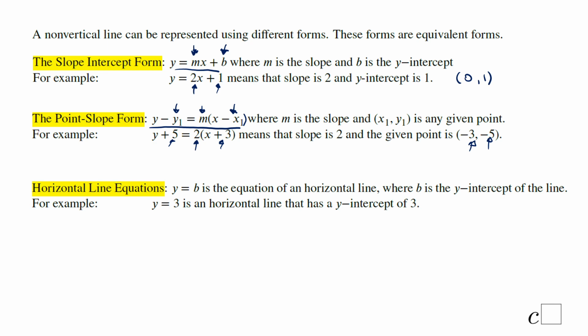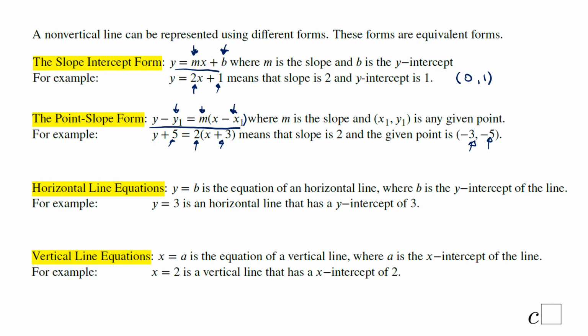Horizontal line equation. We can write the equation of a horizontal line as y equals b, where b is the y-intercept. You see here that y equals 3 is a horizontal line that has a y-intercept of 3. Now we also have something very similar for vertical lines. Very important, x equals a number. A, in this case, is the equation of a vertical line, where a is the x-intercept. We have an example here. x equals 2 is a vertical line that has an x-intercept of 2.